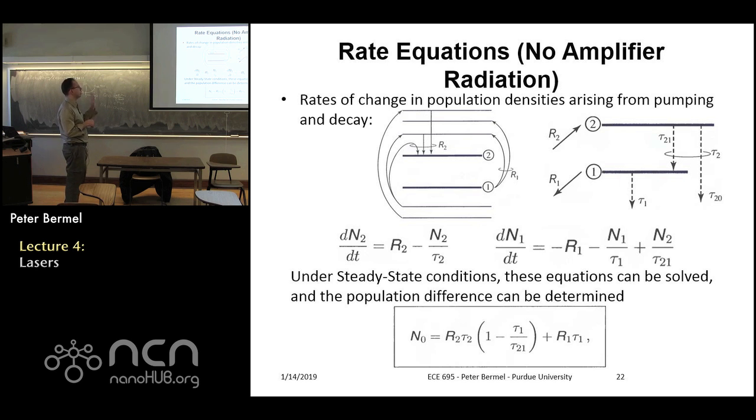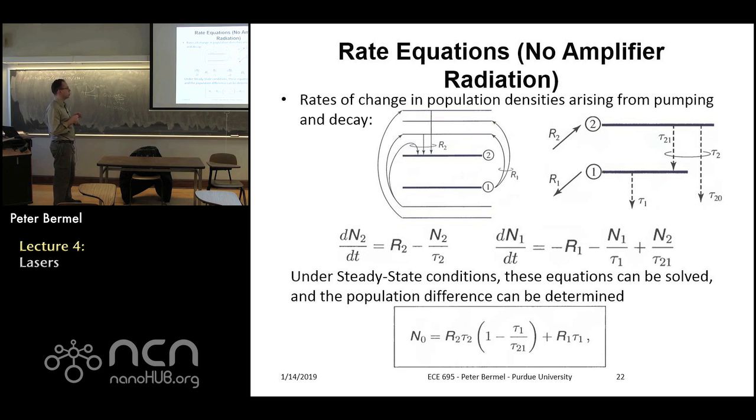So the key thing here is that now we have this positive R2, and we have this R1, which is defined with a minus sign, so it's negative for 1. We're doing both things at the same time, pumping 2 and de-exciting 1. And so this is actually going to allow us to break the constraint that we had earlier where we couldn't reach population inversion.